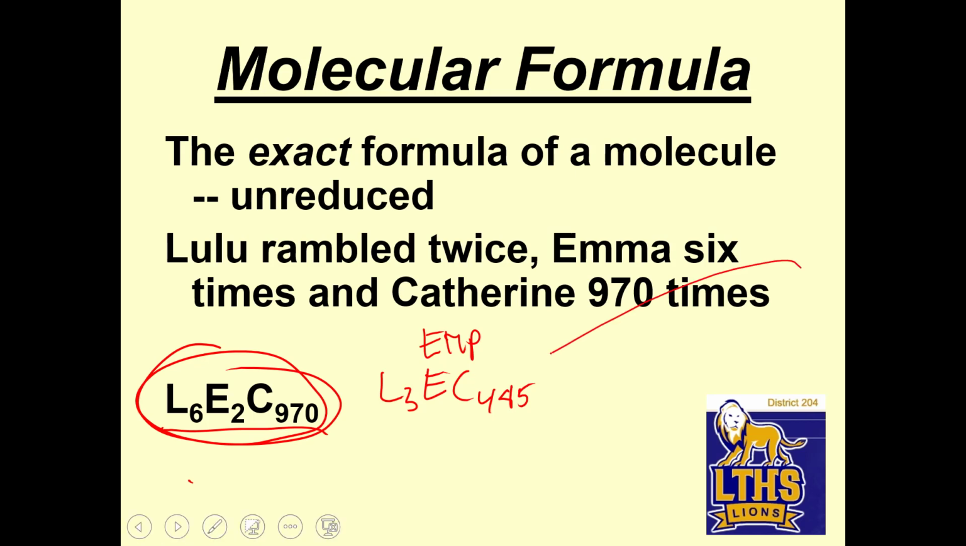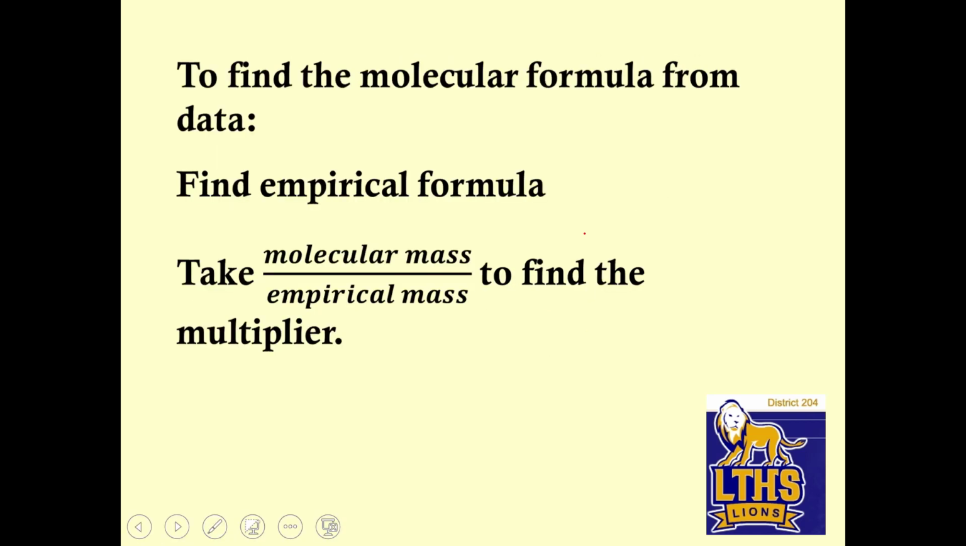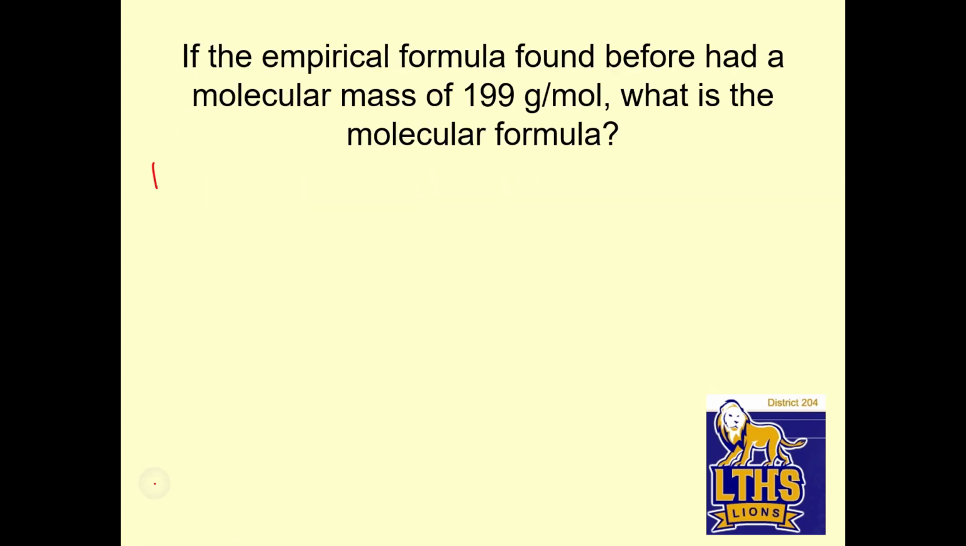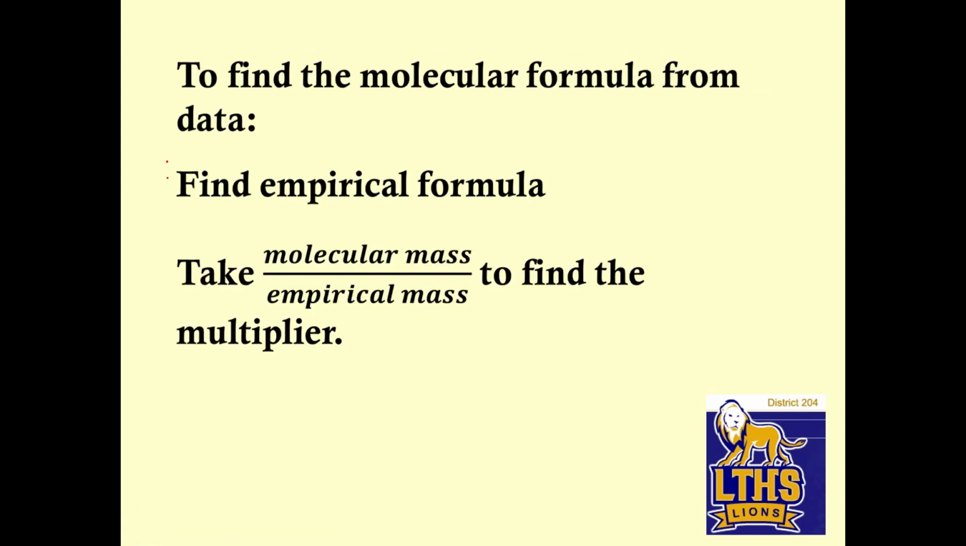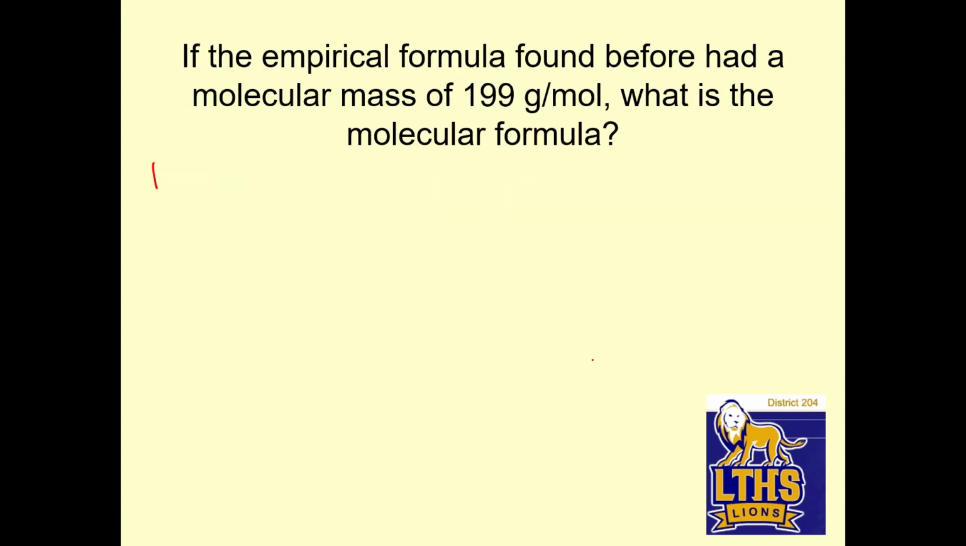So, how do we do that? To find the molecular formula from data. Step one, find the empirical formula. Two, take the molecular mass, which means go to the periodic table, and divide it by the empirical mass, which means go to the periodic table, to find the multiplier. And then I didn't put down multiply because that's just silly.